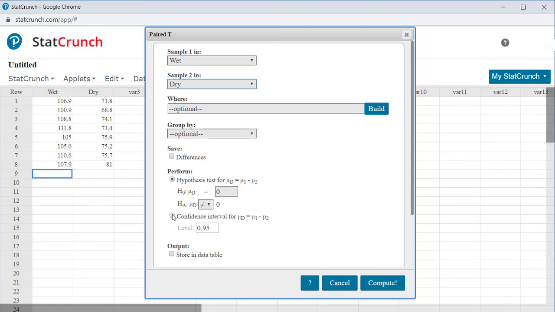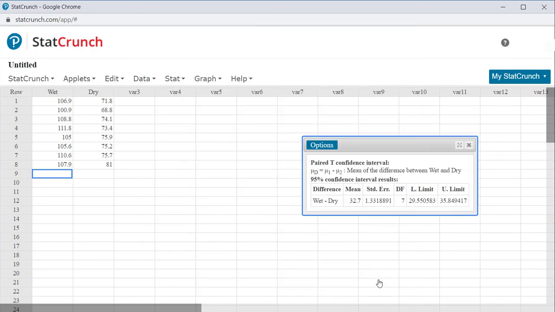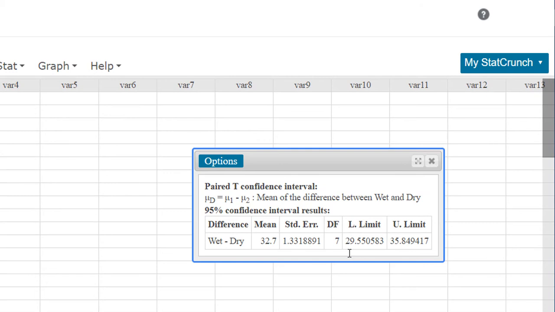And so in this case, instead of doing a hypothesis test, I want to do a confidence interval. And I do want a 95% confidence interval. So enter the level of confidence if you need to. In this case, it's there already. So if I say compute, StatCrunch gives me the lower limit, which is 29.55. That agrees with the result we got both by hand and with the TI calculator. The upper limit is 35.85 if I round to two places, which again agrees with both our by hand computation and the calculator computation.